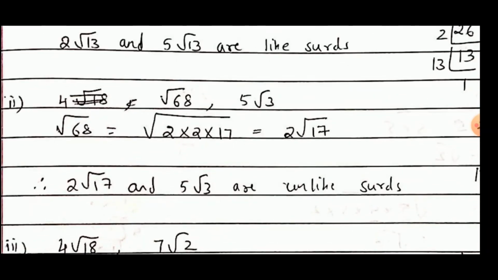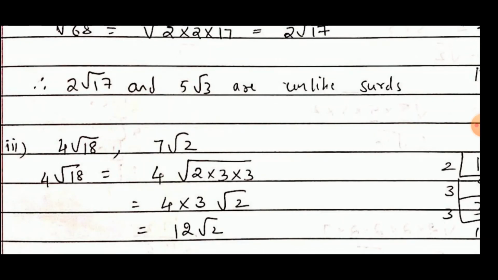Then square root of 68 and 5 root 3. Now square root of 68 means again the prime factors are 2 into 2 into 17. So this is equal to 2 root 17. And so again the irrational factor here is root 17 and here the irrational factor is root 3. Now root 3 and root 17 are not same, so they are unlike surds.